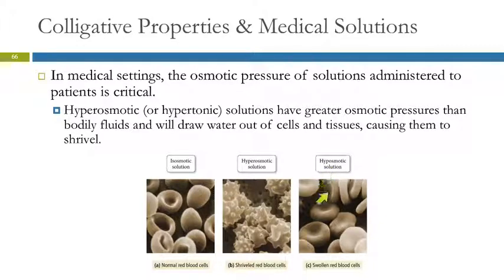Hypoosmotic or hypotonic is when the solution has too little solute, a low osmotic pressure, and that drives water into the red blood cells. You look at these and you're like, well, they're a little bloated. That doesn't look so bad. It doesn't look as ugly as this. The thing is, if that goes on, the red blood cells will burst. That's bad. Okay? So the osmotic pressure of solutions used in IVs is really, really important. Any questions?